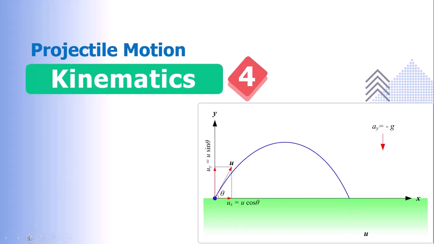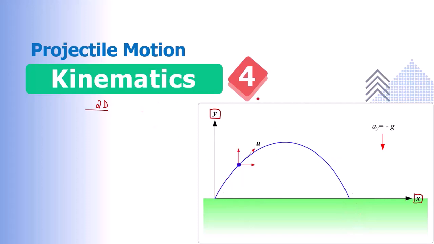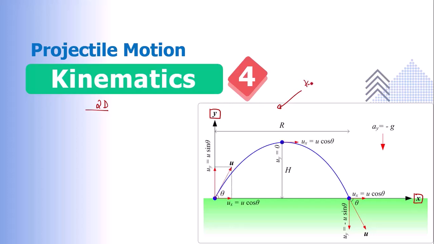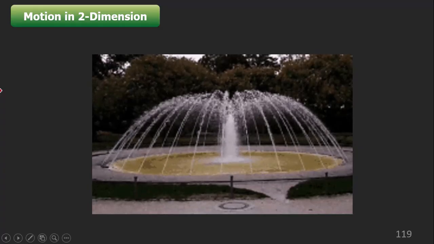Projectile motion is a particular example of motion when the particle is moving in a 2D coordinate system. 2D means one is the x coordinate, another is the y coordinate. So under the xy coordinate system, the entire particle is moving in a plane. That plane is called the xy plane. Since the particle is moving in the xy plane, it is performing a 2D kind of motion. So projectile motion is the basic example of a 2D motion.